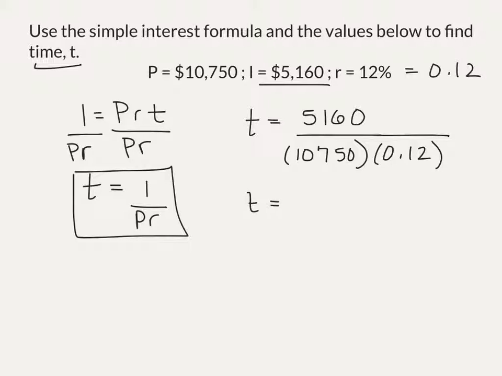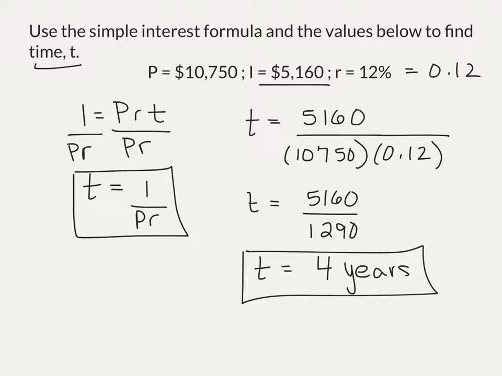To solve this, we first want to multiply the numbers in the denominator position. So 10,750 times 0.12 is 1,290. Lastly, we're going to divide 5,160 by 1,290, and we get 4. So that means that my value for time is 4 years, since t is always given in years.